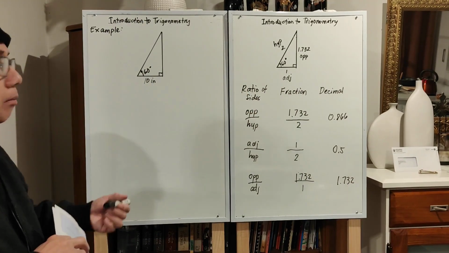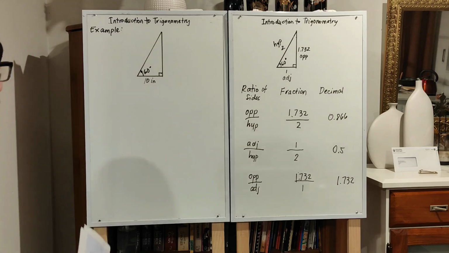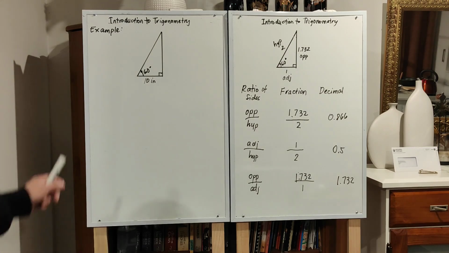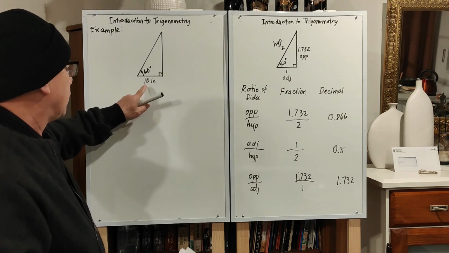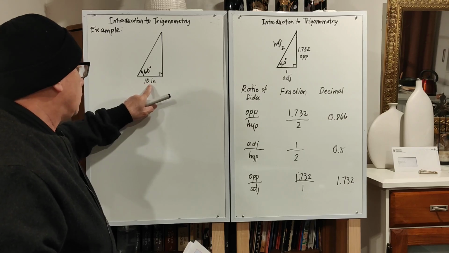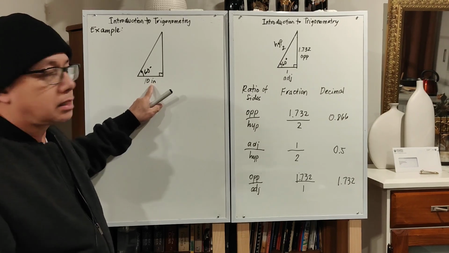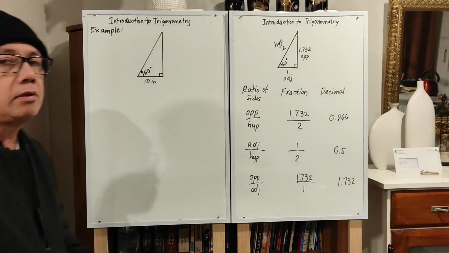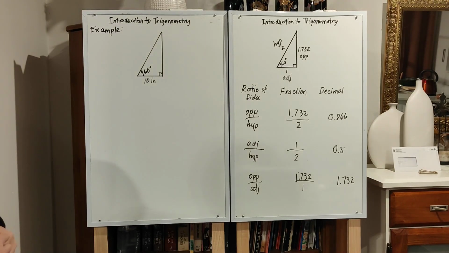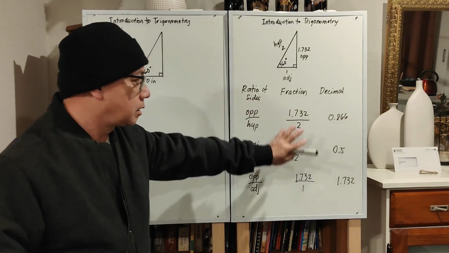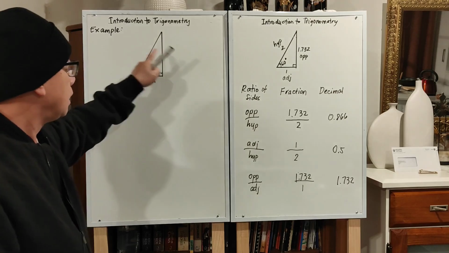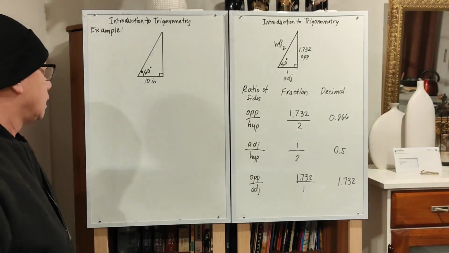Now let's make an example. For example, we have a triangle and one of the base is 10 inches and the angle is 60 degrees. We can now use these ratios to get the remaining sides.